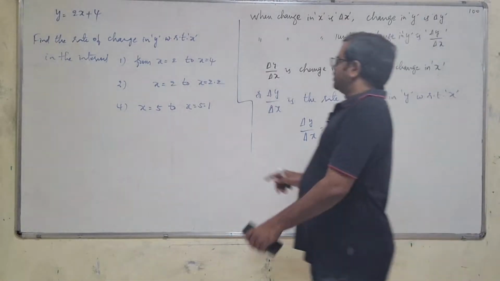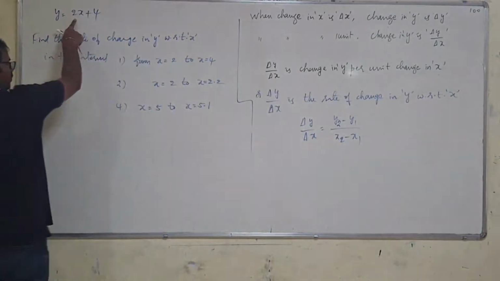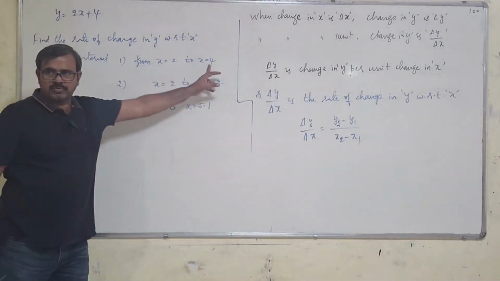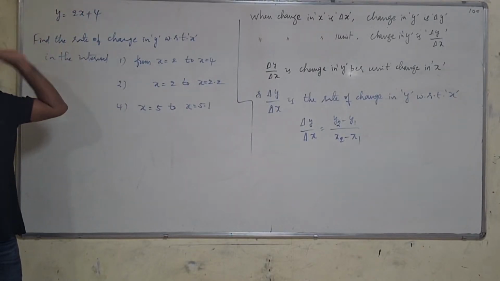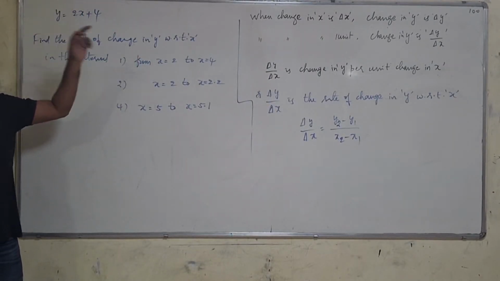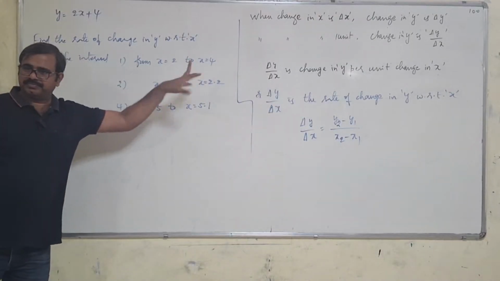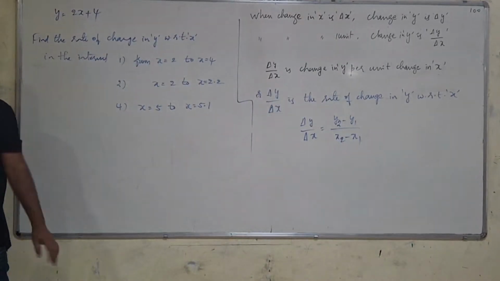What do we do? At x is equal to 2, find the value of y. At x is equal to 4, find the value of y. Find the difference. You'll get change in y. You already know change in x. Find change in y by change in x.